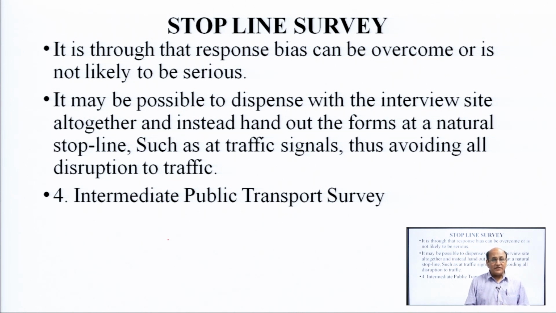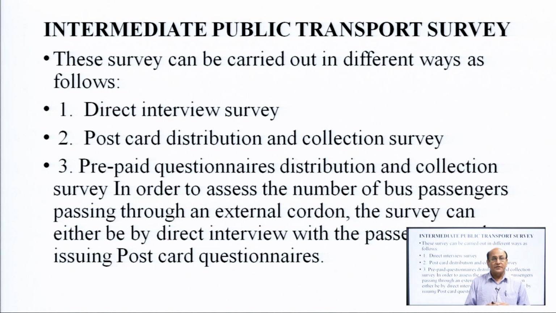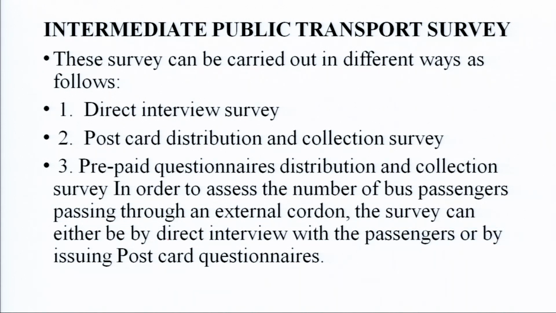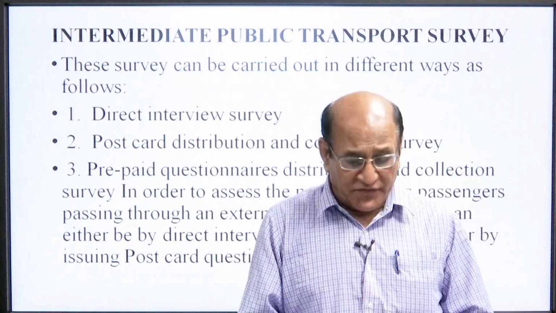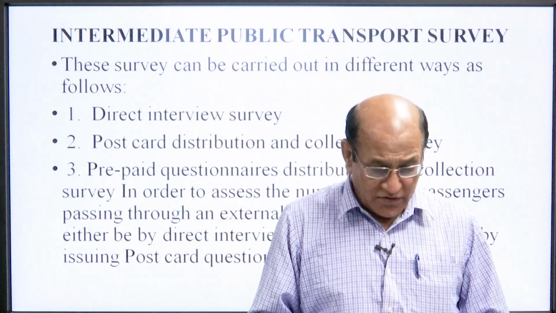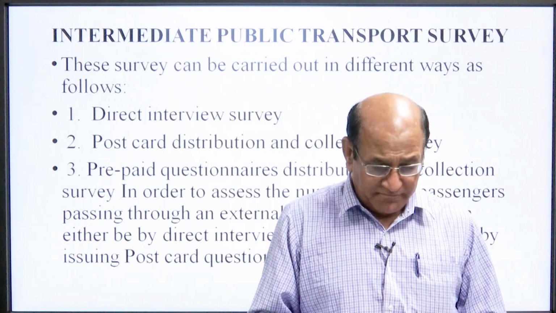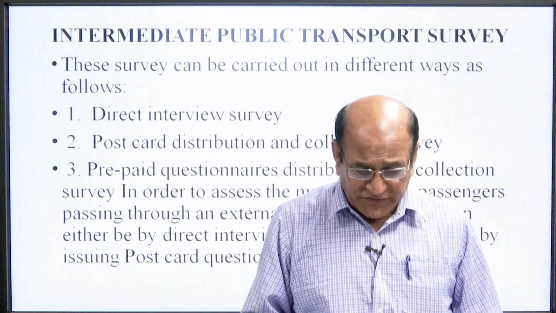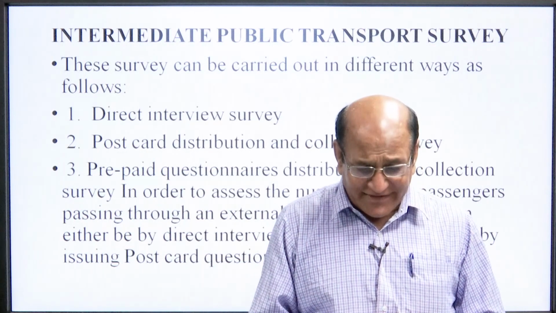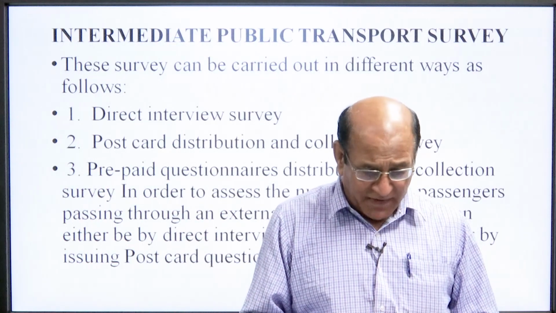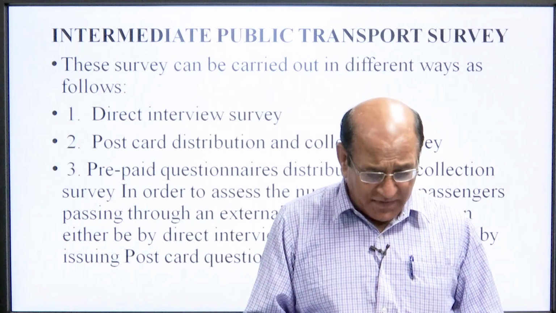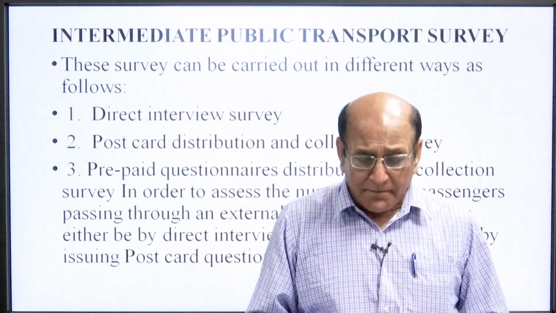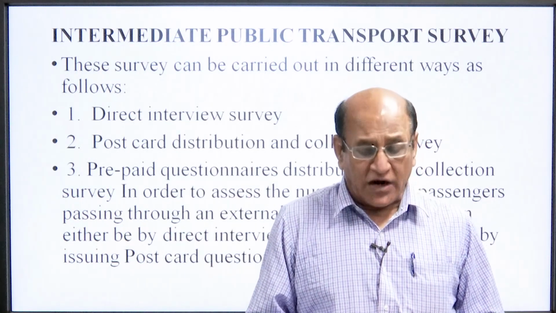The next is the intermediate public transport survey. These surveys can be carried out in different ways as follows: first, direct interview survey; second, postcard distribution and collection survey; third, prepaid questionnaires distribution and collection survey. In order to assess the number of bus passengers passing through an external cordon, the survey can either be a direct interview with passengers or by issuing a postcard questionnaire.